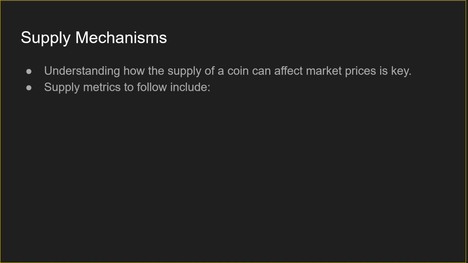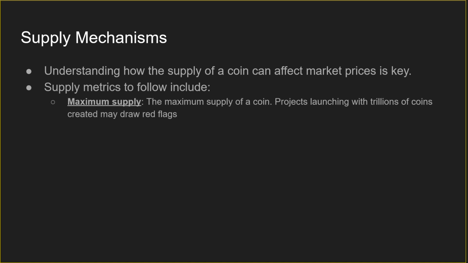Supply metrics to follow include the maximum supply. This is the maximum supply of a coin to ever be created. Projects launching with trillions of coins created may draw red flags, so that is not a common thing to see. And if you think about it, if there are more and more coins, trillions of coins, quadrillions of coins within a certain project, it would be hard for that project to gain in value in respect for the greater amounts of supply. The demand has to reach for the value of those coins to go up.